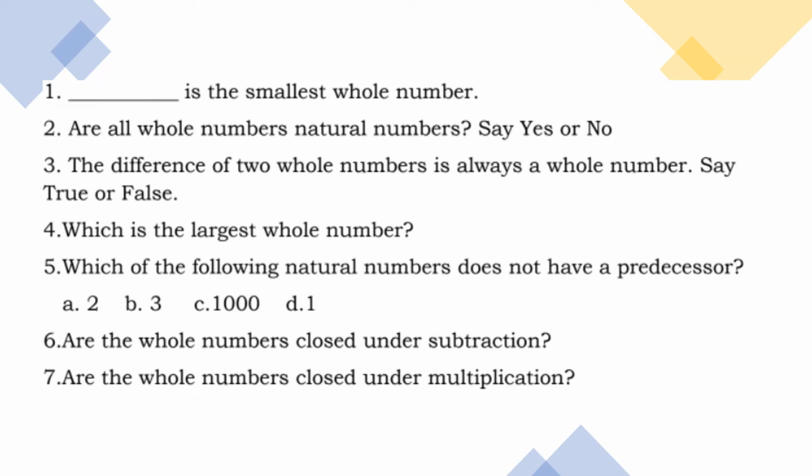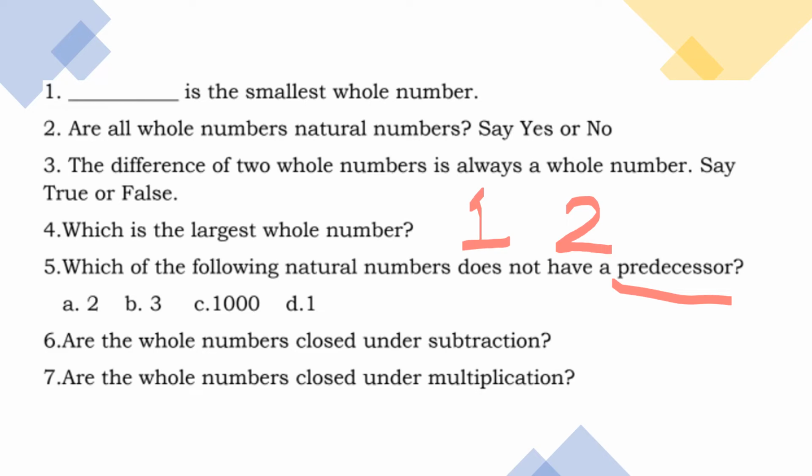Question number 5. Which of the following natural numbers does not have a predecessor? We know the predecessor of 2. What does this predecessor mean? It means the number that comes before the given number. So if the given number is 2, the predecessor is 1. That is also a natural number.